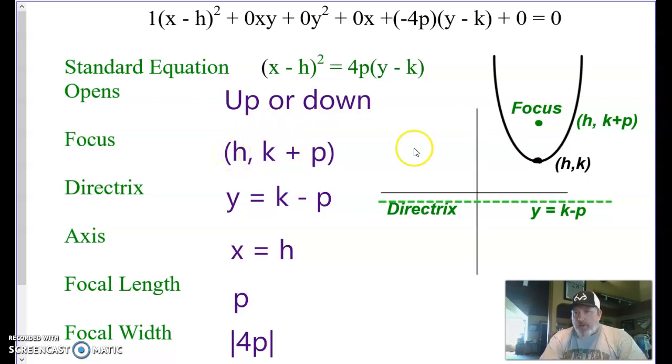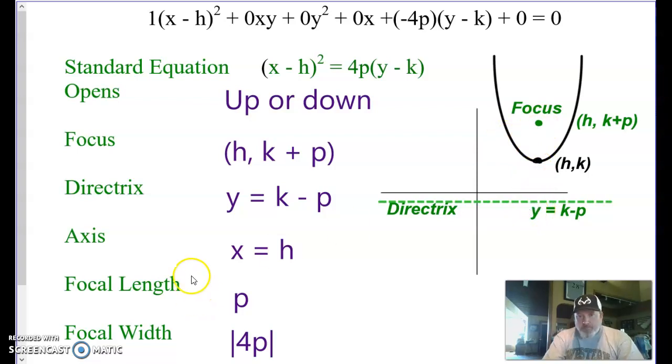Your focus value here is going to be h, so whatever the value is at the vertex, it's also going to be the same as the focus, and it's going to be moved up p units. So if our vertex here was 3, 2, and the p value was 5, then this value here would be 3, 7. You would go up p units from the vertex, and the directrix would be that same amount down here. So when you see this k plus p, k minus p, we know how to follow that. We know how to solve for that. That's that 4p equal this number.